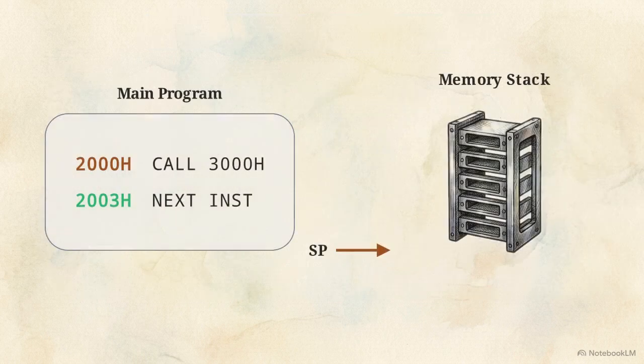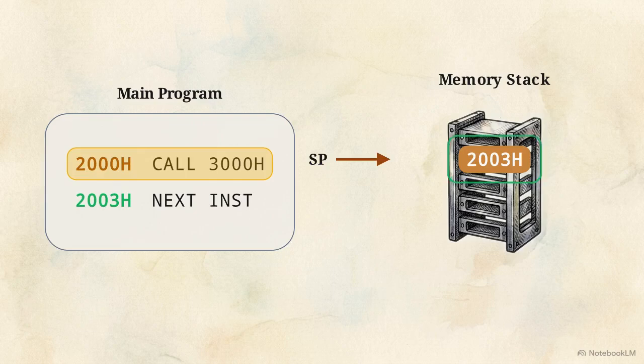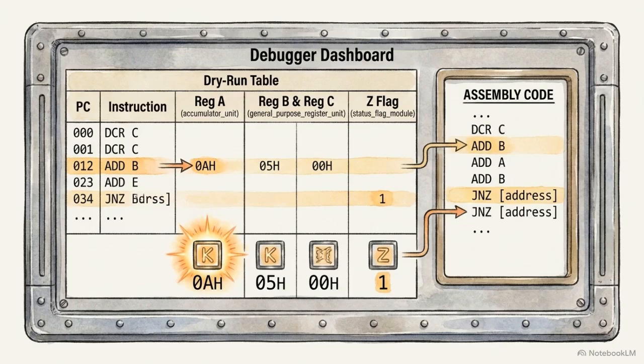To navigate subroutines, the CALL instruction saves the address of the next instruction onto the memory stack. This allows the stack pointer to track exactly where the program must return once the subroutine finishes. Since the 8085 hardware lacks a dedicated multiplication chip, we combine simple addition with these flag-dependent jumps to perform more complex calculations.